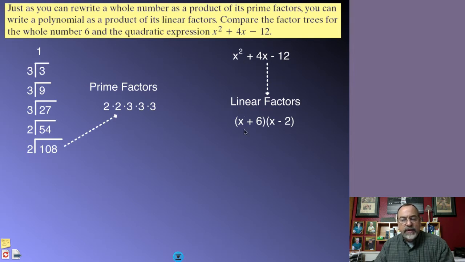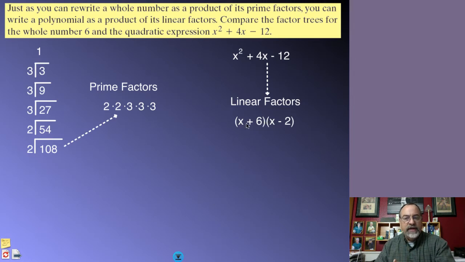And they're called linear because you'll notice that the degree of each one of these is 1, or linear. They're linear in degree. So these are called linear factors because the degree of each binomial is 1, and because I multiply them together to get this quadratic in standard form. So much like a number, this 108, and in this case x squared plus 4x minus 12, we can rewrite 108 as a product of factors. We can rewrite this quadratic as a product of its factors.